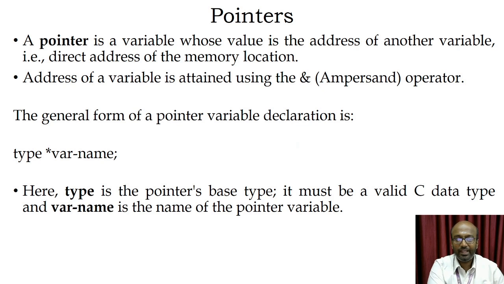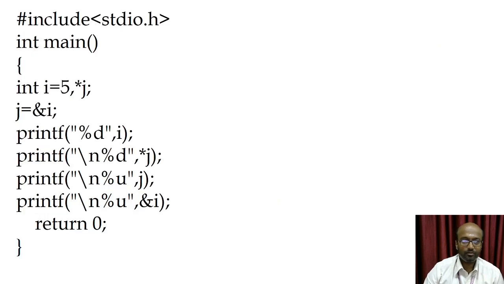A pointer is a variable whose value is the address of another variable, that is, the direct address of the memory location. The address of a variable is assigned using the ampersand operator. The general form of a pointer variable declaration is: type asterisk variable name. Type is the basic data type, a valid data type in C. Variable name is the pointer variable name.